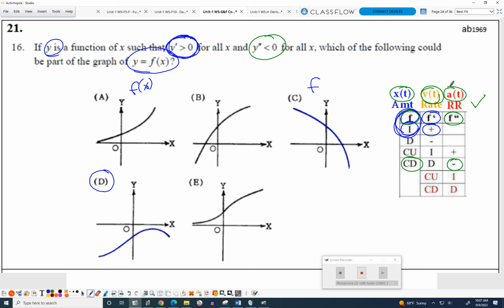So, okay. Questions? Are we good? That's it. Correct answer is B. B is the only graph that is both increasing and concave down. Questions?